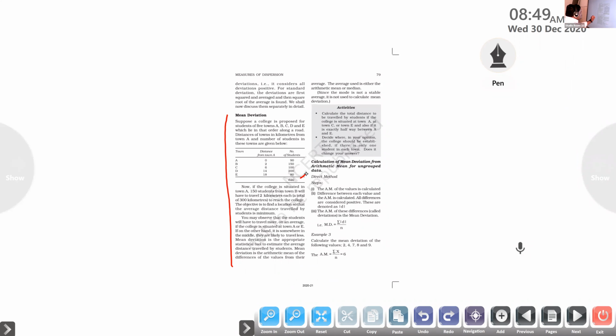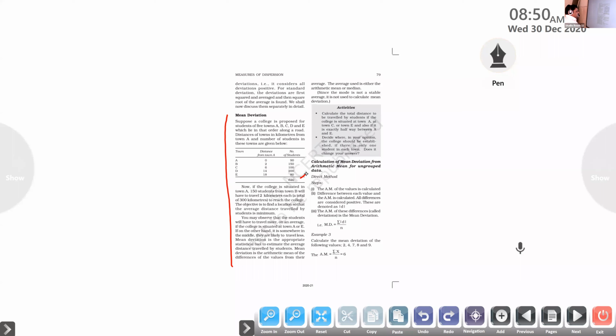The objective is to find the location so that the average distance traveled by students is minimum. So what is the objective? To find a place to construct the college, so that we are able to reduce the distance of traveling. You may observe that the students will have to travel more on average if the college is situated at town A or E. If it is E, there is also a problem for the students from A and B. Clear? They have to travel the same kilometers.